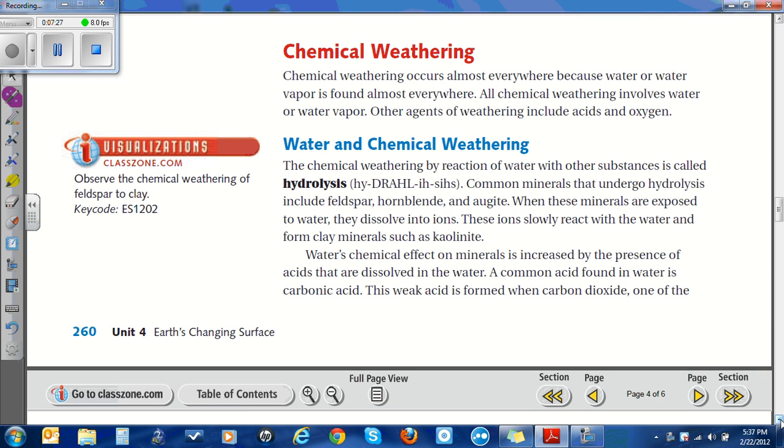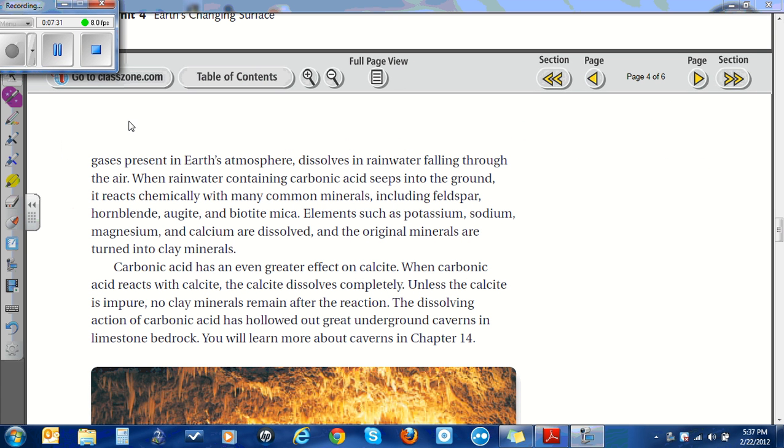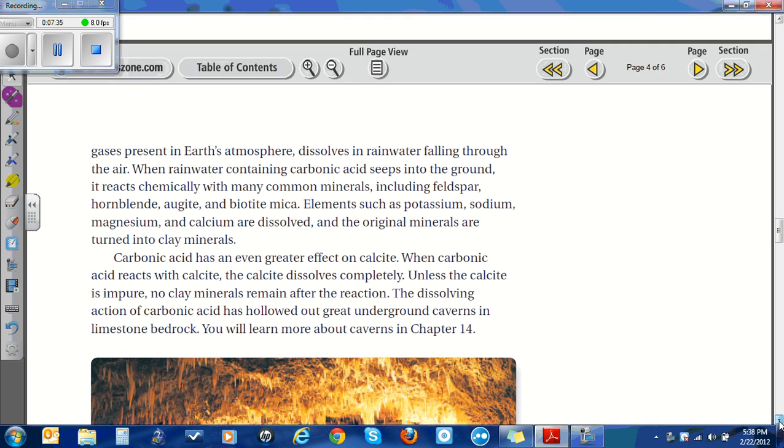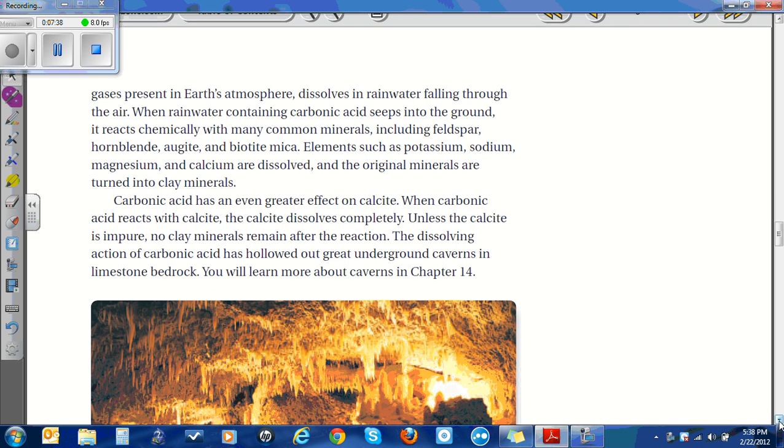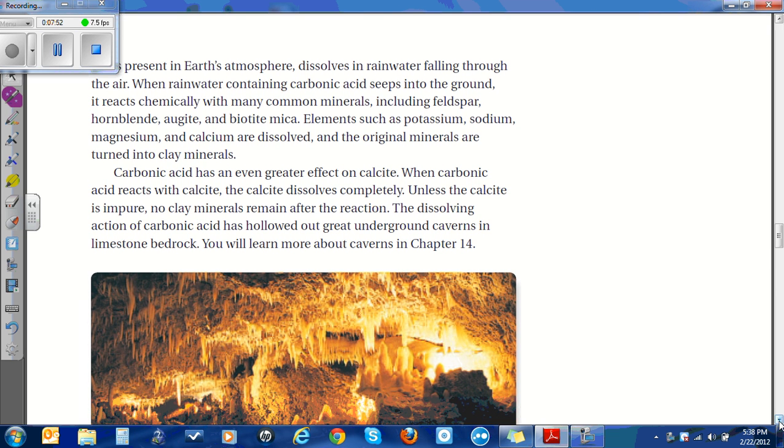This weak acid is formed when carbon dioxide, one of the gases present in Earth's atmosphere, dissolves in rainwater falling through the air. When rainwater containing carbonic acid seeps into the ground, it reacts chemically with many common minerals, including feldspar, hornblende, augite, and biotite mica. Elements such as potassium, sodium, magnesium, and calcium are dissolved, and the original minerals are turned into clay minerals.